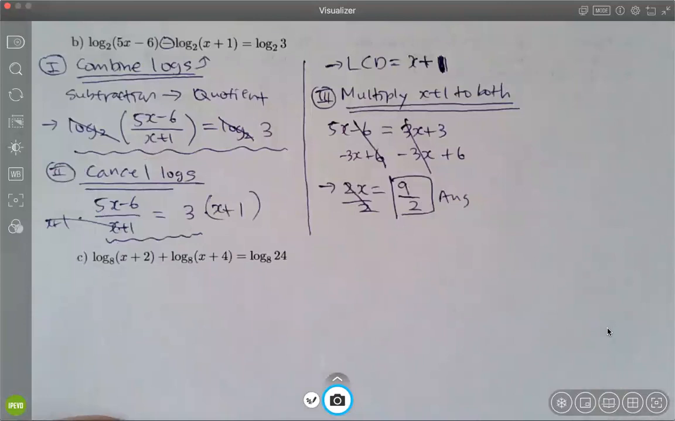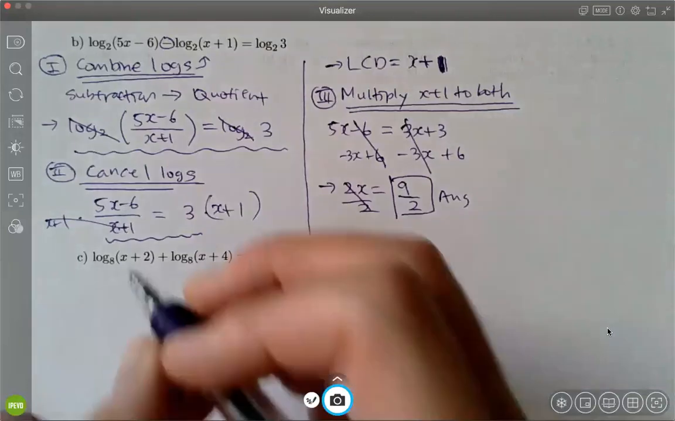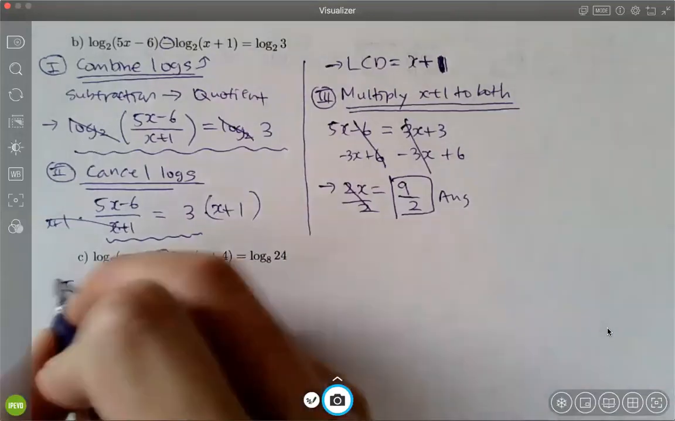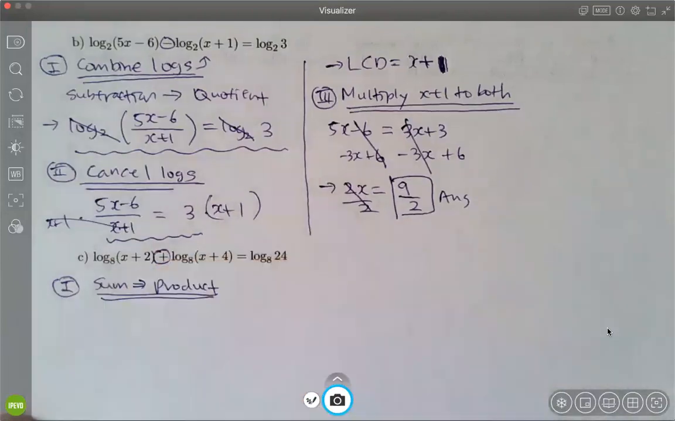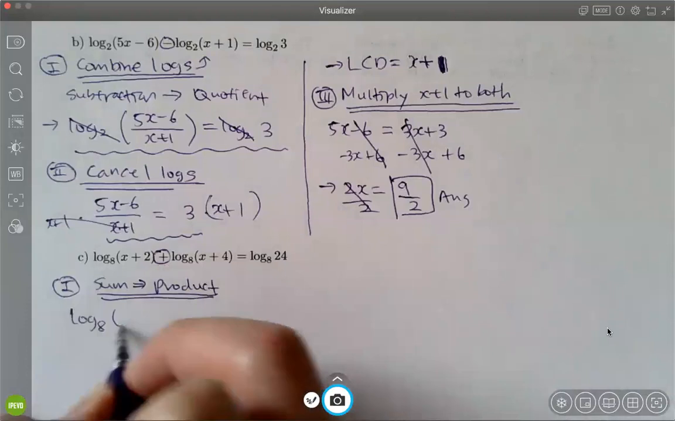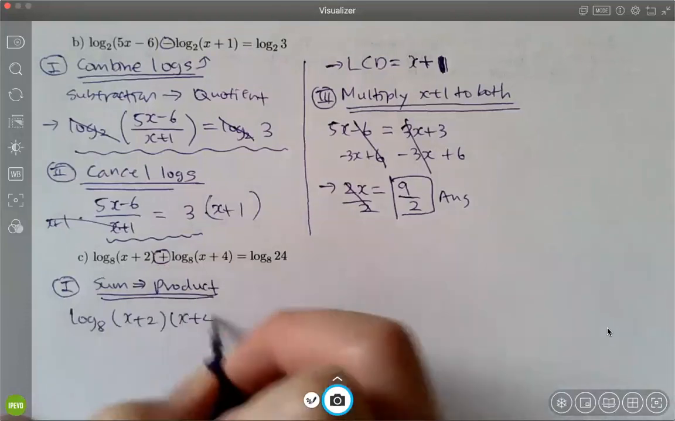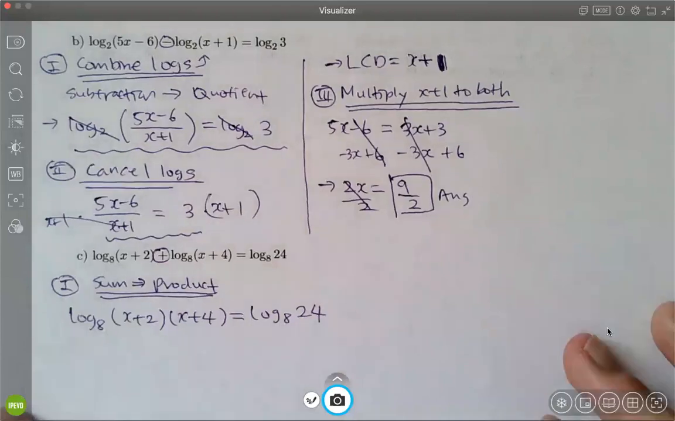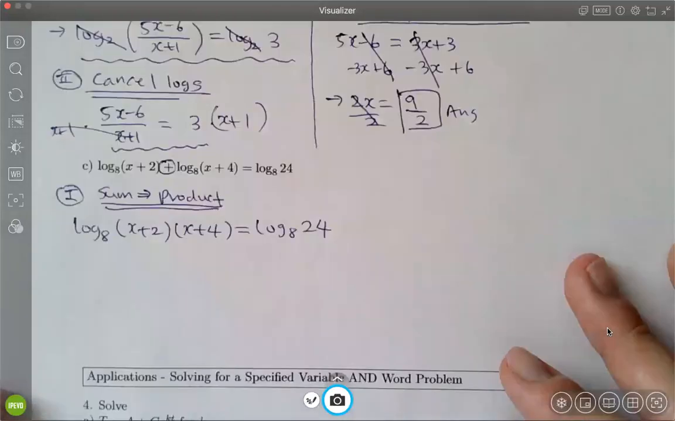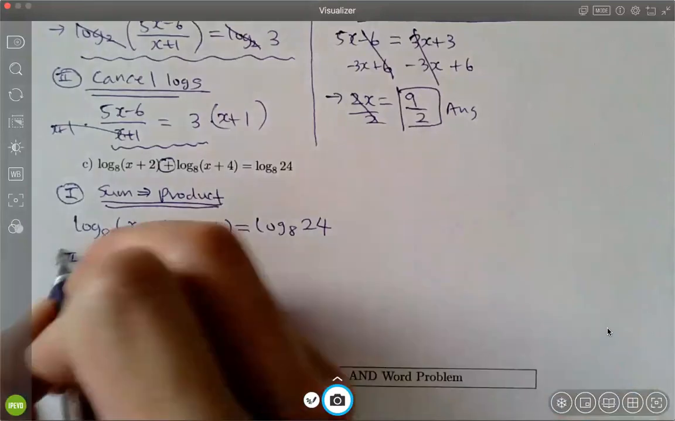And now, C. Log base 8 of (x plus 2) plus log base 8 of (x plus 4) is log base 8 of 24. This time we have a summation, so a sum turns into a product. So we have log base 8 of (x plus 2) times (x plus 4) is log base 8 of 24. Now what do we do here? We must FOIL this.